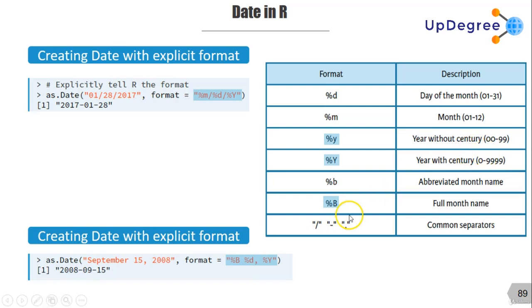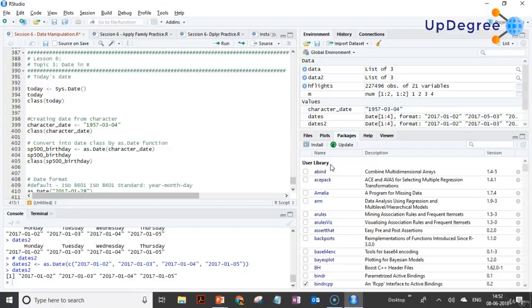So instead of that, if you want the whole four-digit YYYY format, then you have to pass the capital Y format. So that is how R would understand. So let's go to the demo first and try to understand it in a better way.